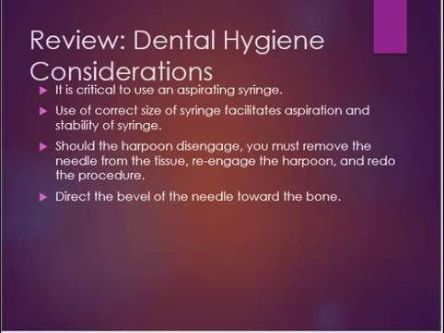You want to use the correct size of syringe. That's going to be for your hands. The correct size of syringe facilitates aspiration and stability of the syringe. If the harpoon disengages during the injection, you have to remove the needle from the tissue and then re-engage the harpoon, and redo the whole procedure. You always want to direct the bevel of the needle toward the bone, and we'll show you a little trick to help with that.